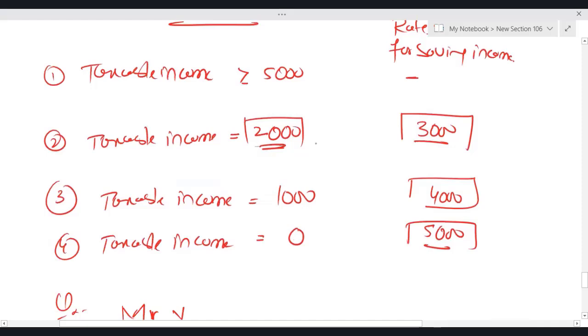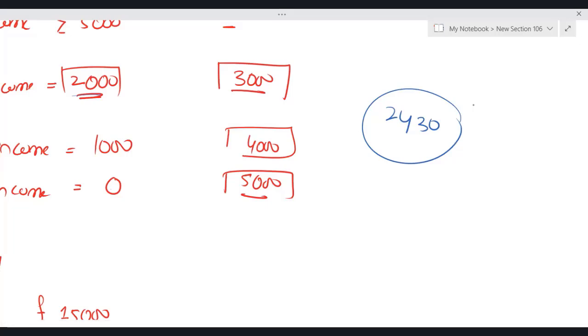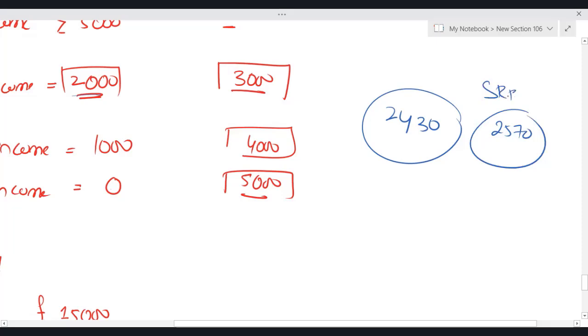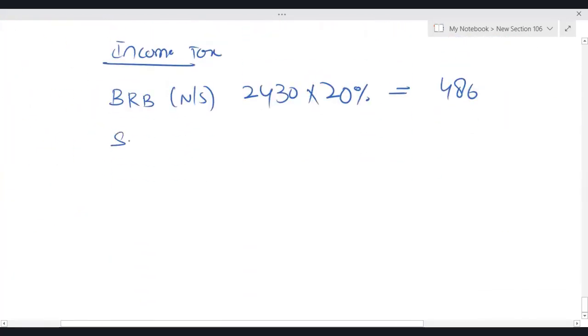If taxable income is, for example, 2,000, then the starting rate band is 3,000. Now, taxable income is 2,430. If taxable income in the column of non-saving is 2,430, then how much starting rate band is available? From 5,000, we need to deduct 2,430. From 5,000, if I deduct 2,430, I'm getting 2,570. So starting rate band is now available. Why? Because taxable income in the column of non-saving is less than 5,000 pound. How much starting rate band is available? 2,570 for the saving income. Starting rate band, saving income, 2,570. Applicable tax rate is 0%.